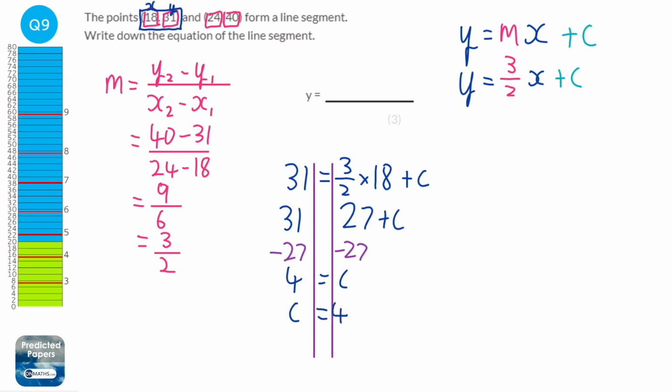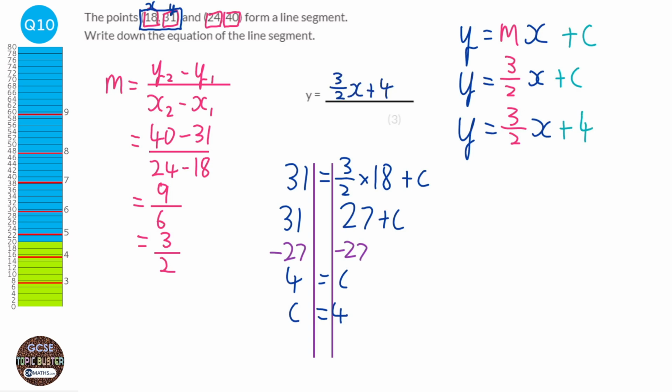Now we know that c equals 4, we can substitute that into what we know. So it's 3 over 2x, and we know that c is 4, so it's going to be plus 4. Let's write that in our answer. So 3 over 2, it could be 3x over 2. You could put the x into the fraction, and then plus 4.